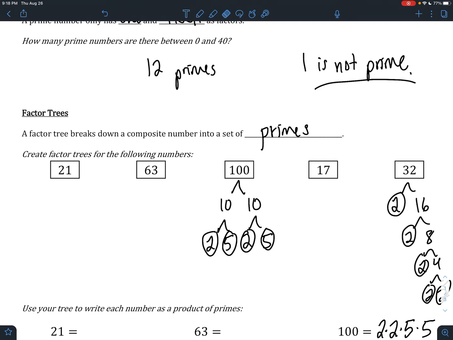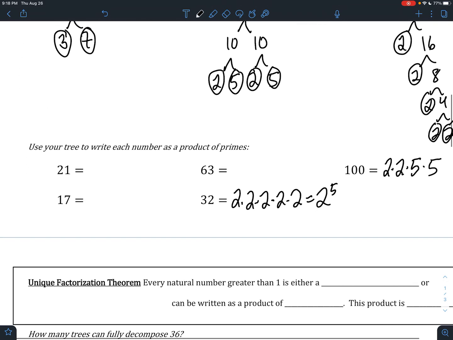What do you think the real tree is? Pause the video. 3 and 7, right? So letting 1 be prime opens the door into a whole bunch of problems, especially with these trees. Okay, so that was that section.